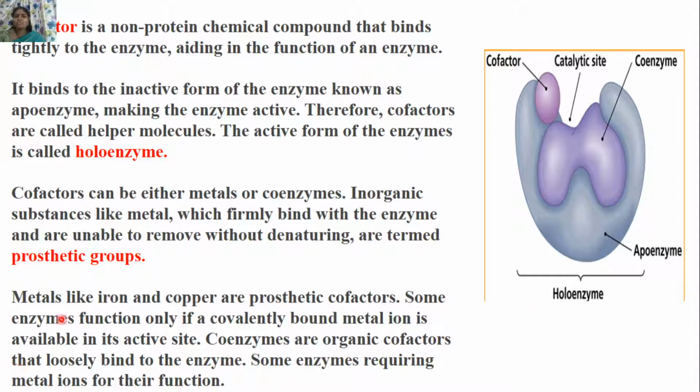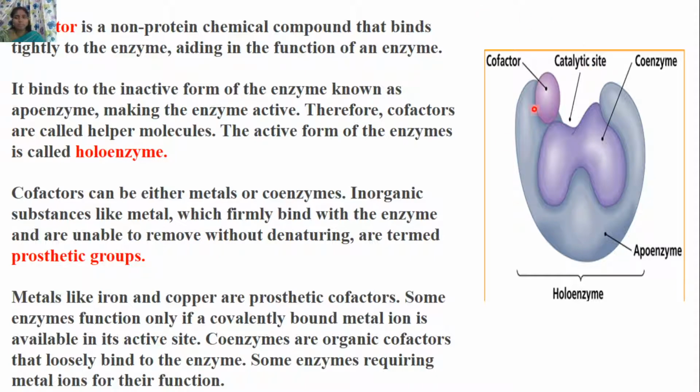Some enzymes function only if a covalently bound metal ion is available in the active site. That means there are enzymes which require metals at their cofactor binding site, bound covalently, and only then are they active. But coenzymes are organic cofactors that are loosely bound. Cofactors are tightly bound and coenzymes are loosely bound. They are organic compounds, while some enzymes require metal ions for their function. This is the difference between the cofactor and the coenzyme.